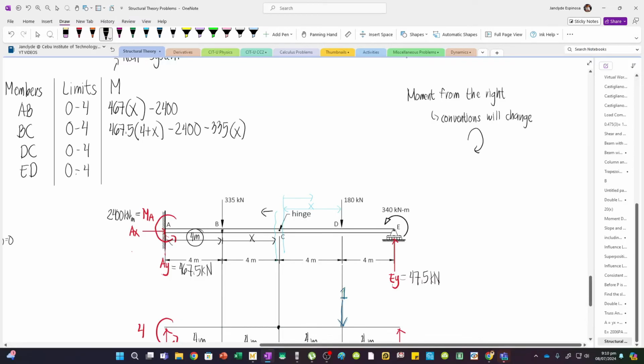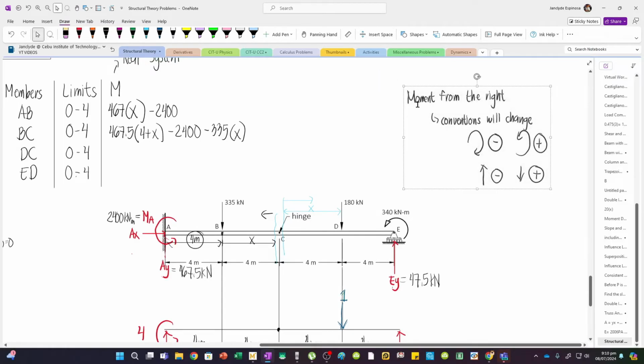Yung clockwise movements magiging minus. Yung counterclockwise magiging positive. And then upward loads become negative. And then downward loads become positive. This is because of the positive effect of the beam considering positive bending. Now, since 180 causes a clockwise rotation but we are taking moments from the right, then we're gonna use minus 180 multiplied by X. And then we have this acting counterclockwise, so this is positive plus 340.